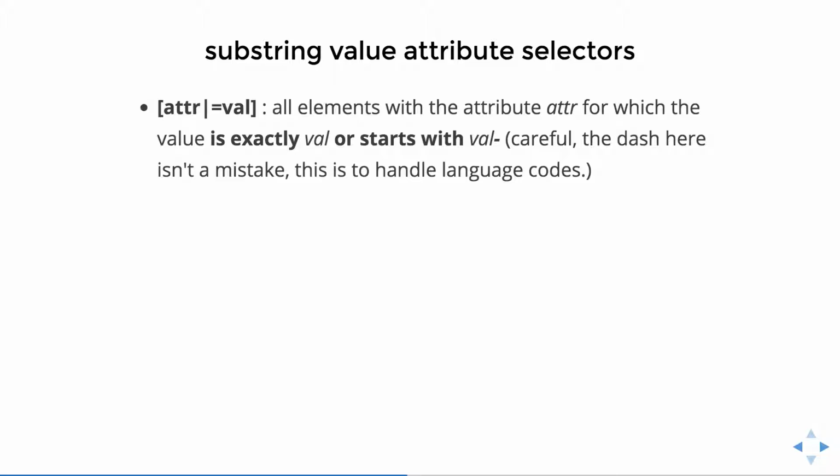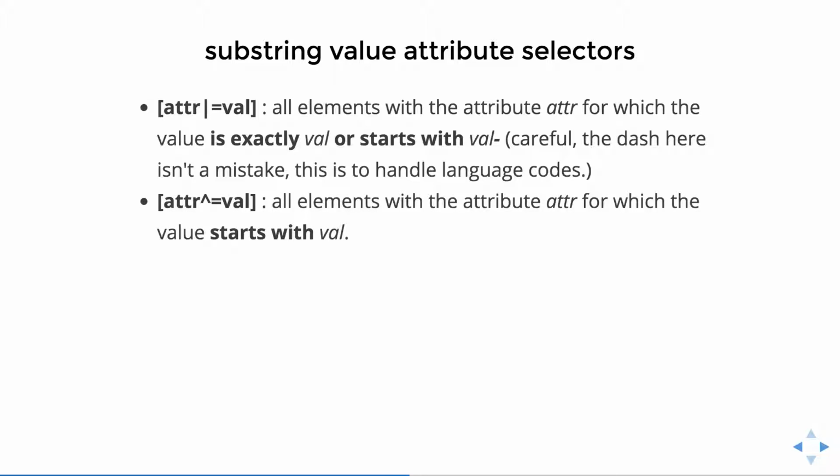Okay, now we have the ability to not only just do it based on entire values, but substrings, okay? So this is a weird one. This really has like one use case, honestly, and it's for handling language codes. It's either it exactly has to be val, right? Or it has to start with val dash. Who's used this before? Me neither. Yeah, not a big use case. Who's used this before?